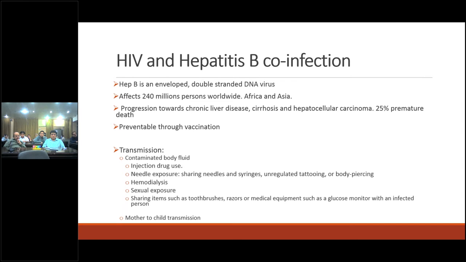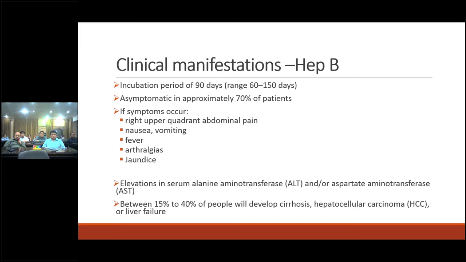The clinical manifestations of hepatitis B will vary. The incubation time after somebody has been exposed to the infection is about 90 days, but this will vary from 60 to 150 days. About 70% of patients can be asymptomatic, meaning that they have no symptoms at all. If symptoms do occur, some of them can be pain in the right upper quadrant, nausea, vomiting, fever, arthralgias or joint pains, and jaundice, which includes yellowing of the sclera of the eyes and dark color of the urine.